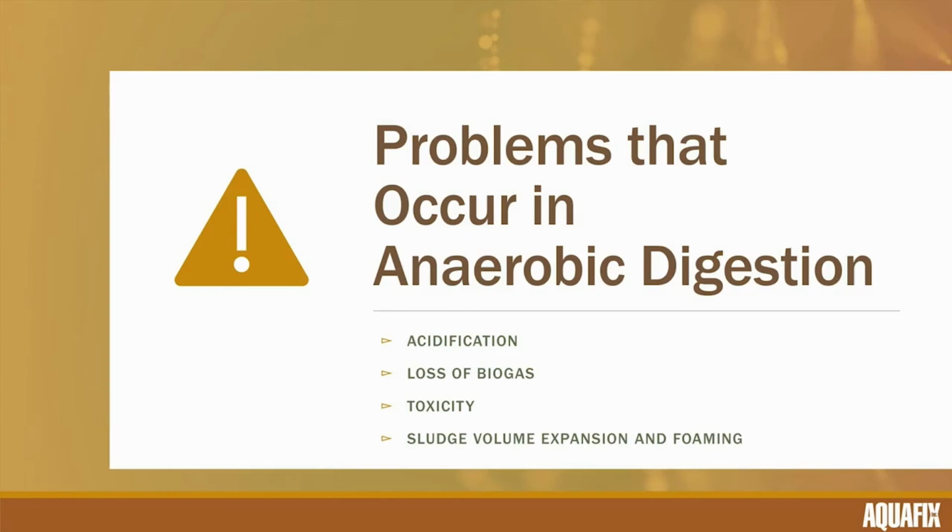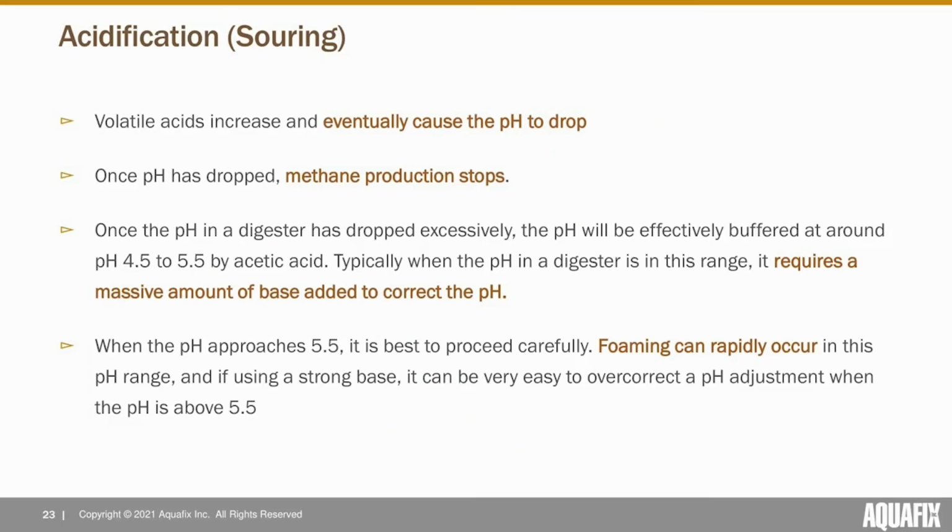Okay, so now we're going to go over a few problems occurring in anaerobic digesters. Acidification would be a main one that we see a lot of the time. If the pH starts to drop, that's very concerning. Loss of biogas generation or poor biogas generation is another one. Toxicity, sludge volume expansion, and foaming. Foaming probably is the most common issue we see.